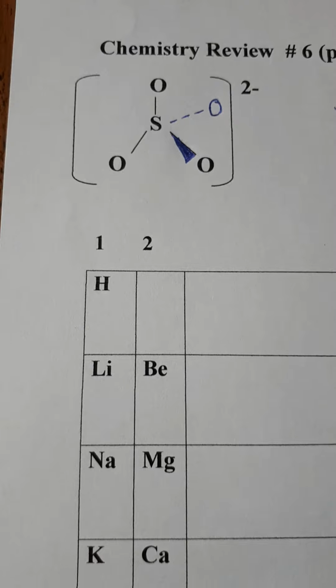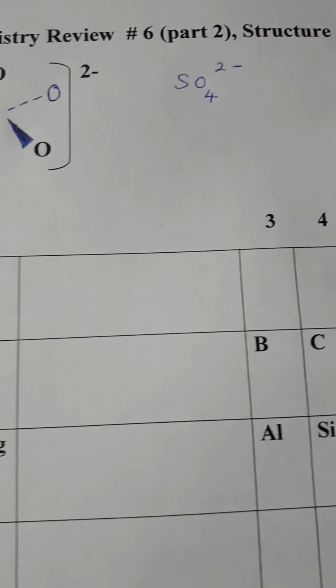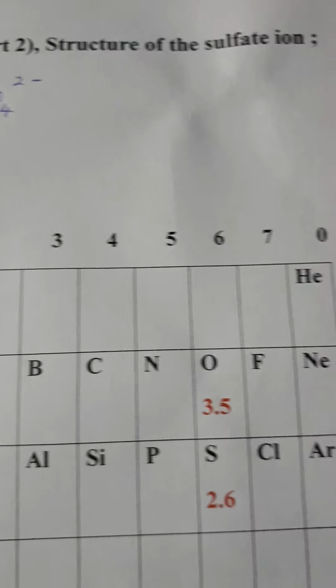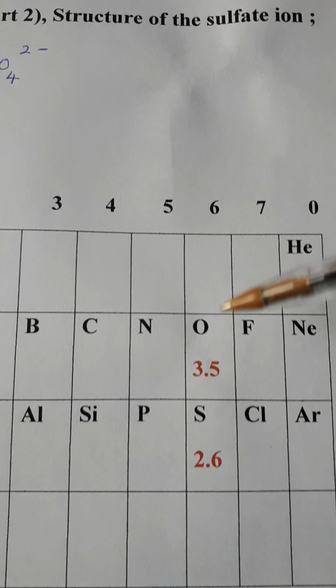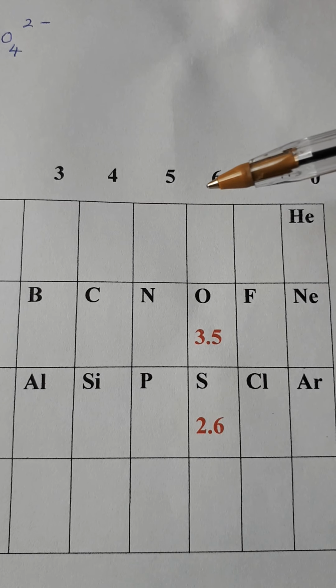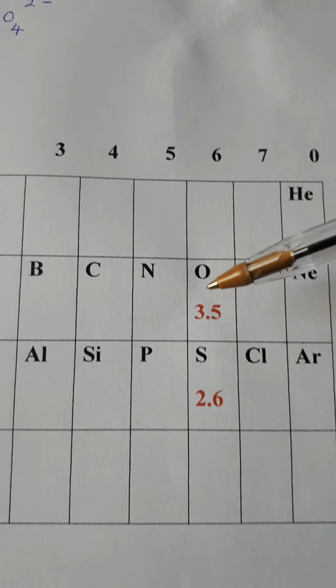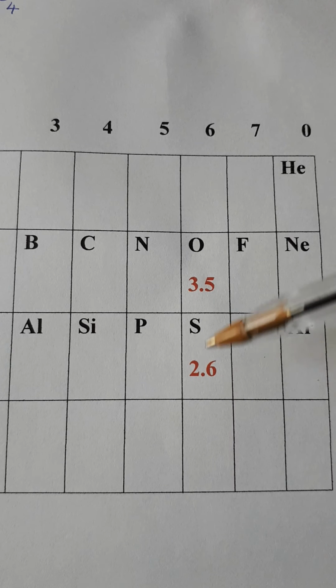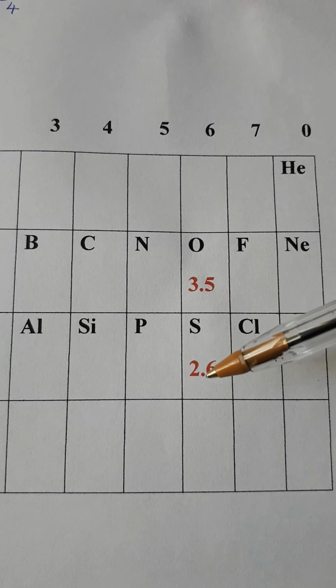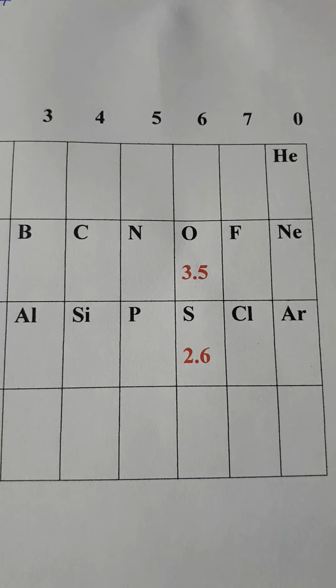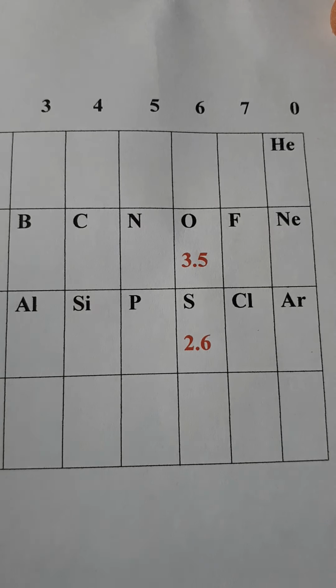First of all, let's look at our periodic table. You will see that both sulfur and oxygen are having 6 electrons in the outermost shell. 6. That's the most important number today. And oxygen is more electronegative than sulfur. 3.5, 2.6. They are their electronegativities, as we discussed in part 1 of this lesson.